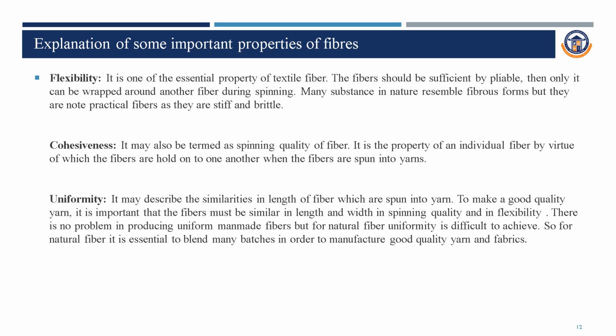Next we discuss the cohesiveness. It may also be termed the spinning quality of fiber. It is the property of an individual fiber by virtue of which the fibers hold on to one another when the fibers are spun into yarn. Next, uniformity. It is defined as the length of the fiber which is spun into yarn to make good quality yarn. It is important that fibers must be similar in length and width, in spinning quality and in flexibility.